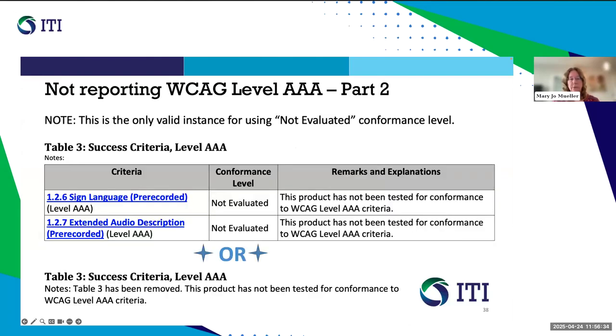Continuing with this example, you may be wondering what to do with the level AAA table when you're not reporting conformance to those criteria. And again, this can be handled in two ways. The first way is you can fill in the conformance level for all the level AAA criteria with not evaluated. And this is the only valid use for not evaluated. So don't use it in any of the other tables. The second way is to remove table 3 for level AAA criteria altogether. And in the notes for that section, indicate the table was removed and why. So in this example, the remarks and explanations comments say, this product has not been tested for conformance to WCAG AAA criteria.